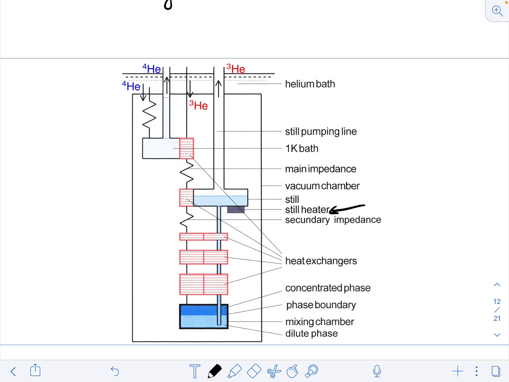So it's just a resistor, and you pass some current through that resistor, and you apply the right amount of heat so that your still temperature is typical. A typical still temperature is approximately 0.7 Kelvin or 700 millikelvin.